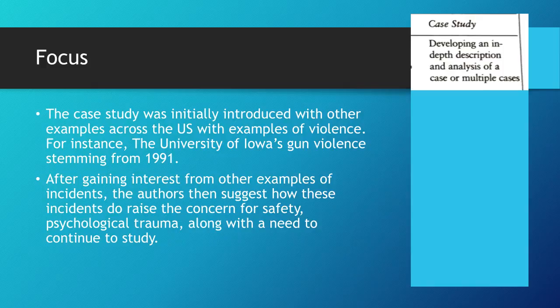They make note of the University of Iowa's gun violence stemming from 1991. Personally, this immediately made a connection with me as I went to the University of Iowa, and this is one thing that I do remember, not from when I was actually on campus, but from stories of professors who were actually on campus at this time. And so that made an immediate connection to me as a reader. What's unique about this is after gaining insight from all these different examples, the authors then suggest how these incidents raise concern for safety, how they raise concern for psychological trauma, and what we actually need to do, which is to continue to study to find a need and solution for this.